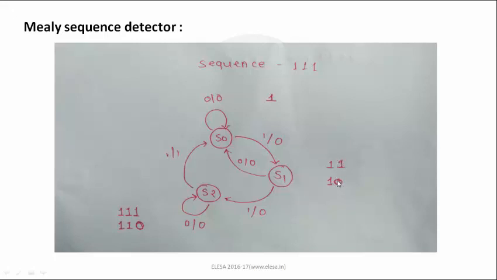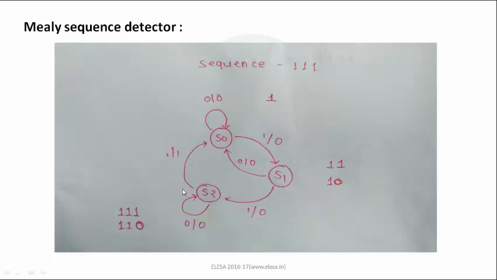When the input bit stream 0 is considered, then the sequence is 1 0, which is not in our sequence. So when the 0 comes, it will go back to the S0 state. Now when the 1 is considered, that is 1 1, it will go to the next state S2, making the output equal to 0. Now suppose I am on S2, and when the input bit stream 0, that is 1 1 0, comes, this is not our sequence, so it will remain in the same state, because 0 is neither for S0 nor S1, so it remains in the S2 state.